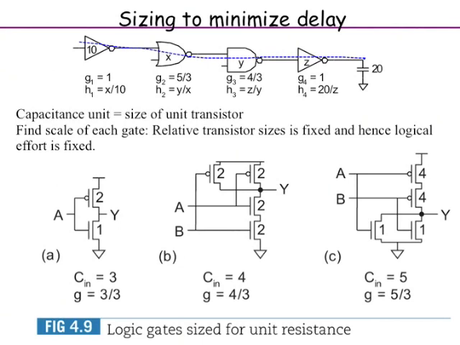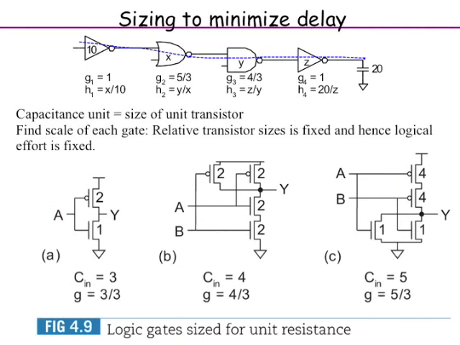Now, what are we doing here? What we will do is, we'll have these gates which have a certain template, as I discussed in the last class, where the relative sizing of the transistors within a gate is fixed. Relative sizing, but the absolute size, which is essentially how I scale every transistor in the gate, is what we want to determine.